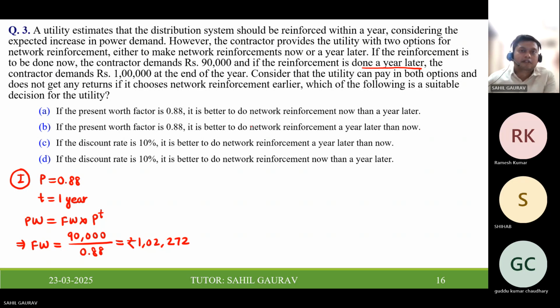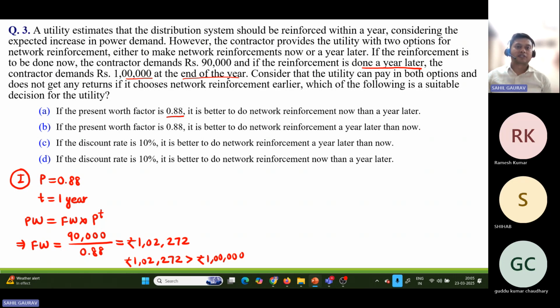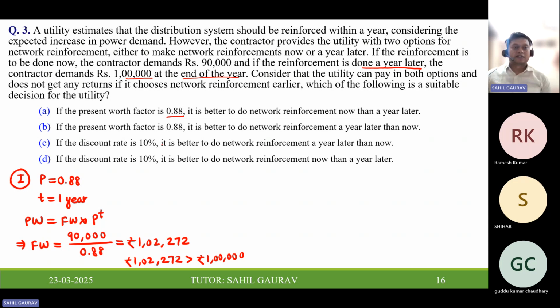So if you see the present worth factor 0.88, it means the contractor is demanding only 1 lakh at the end of the year. But you are seeing that if you give 90,000 right now, then its value after 1 year is 1,02,000. So since rupees 1,02,272 is greater than rupees 1 lakh, it's better to give the amount to the contractor after 1 year. So here, if the present worth factor is 0.88, it is better to do network reinforcement a year later than now, right?